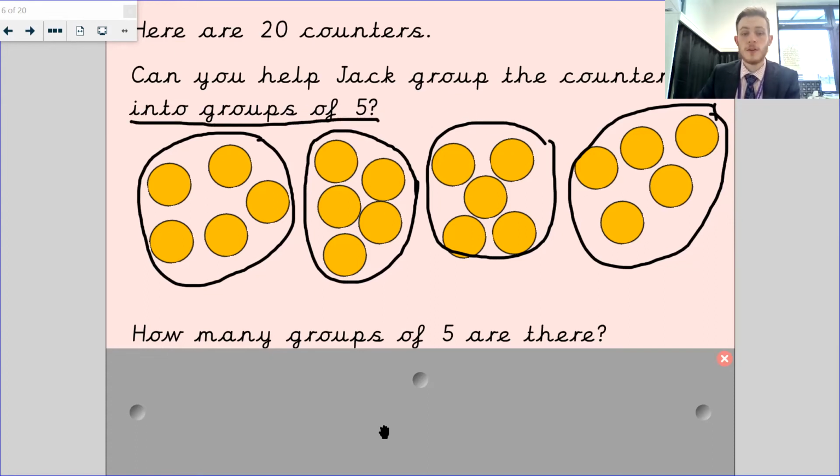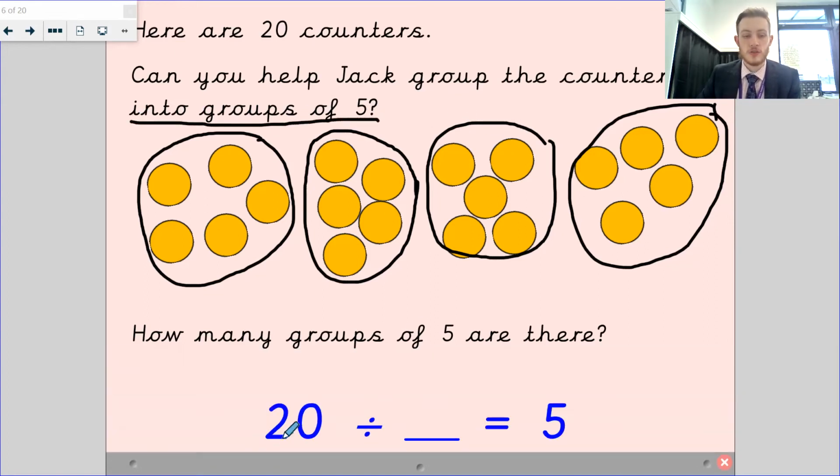So far, it said I've got 20. There are 5 in each group. How many groups do I have? Well, I've got 1, 2, 3, 4 groups. I've got 4 groups in the groupings that I've got there.